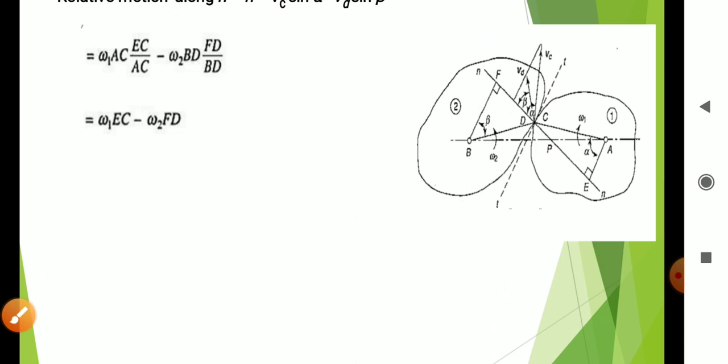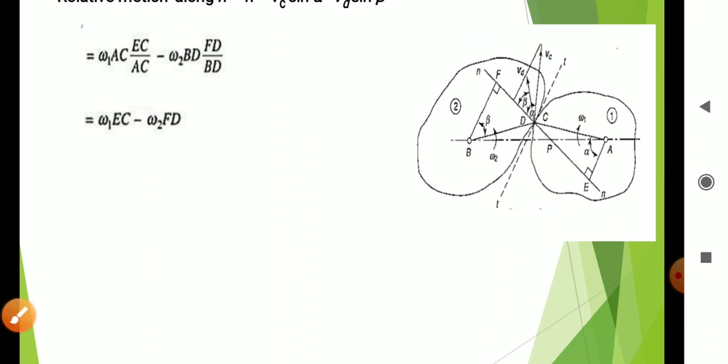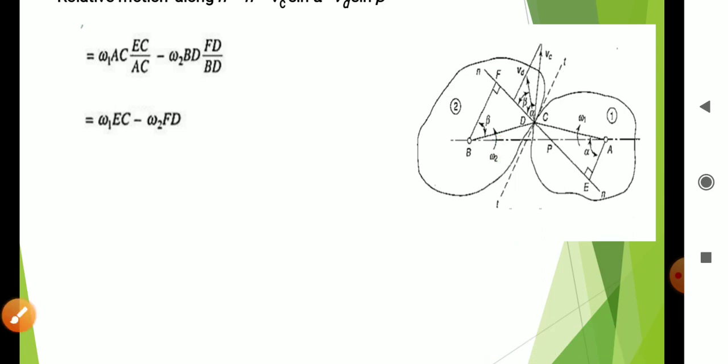See here, sin alpha is nothing but EC. Where is EC? This line is nothing but EC, divided by this AC. Next is sin beta. Sin beta is nothing but this FD. Where is FD? This line is FD, divided by this BD. Where is BD? Here is BD.